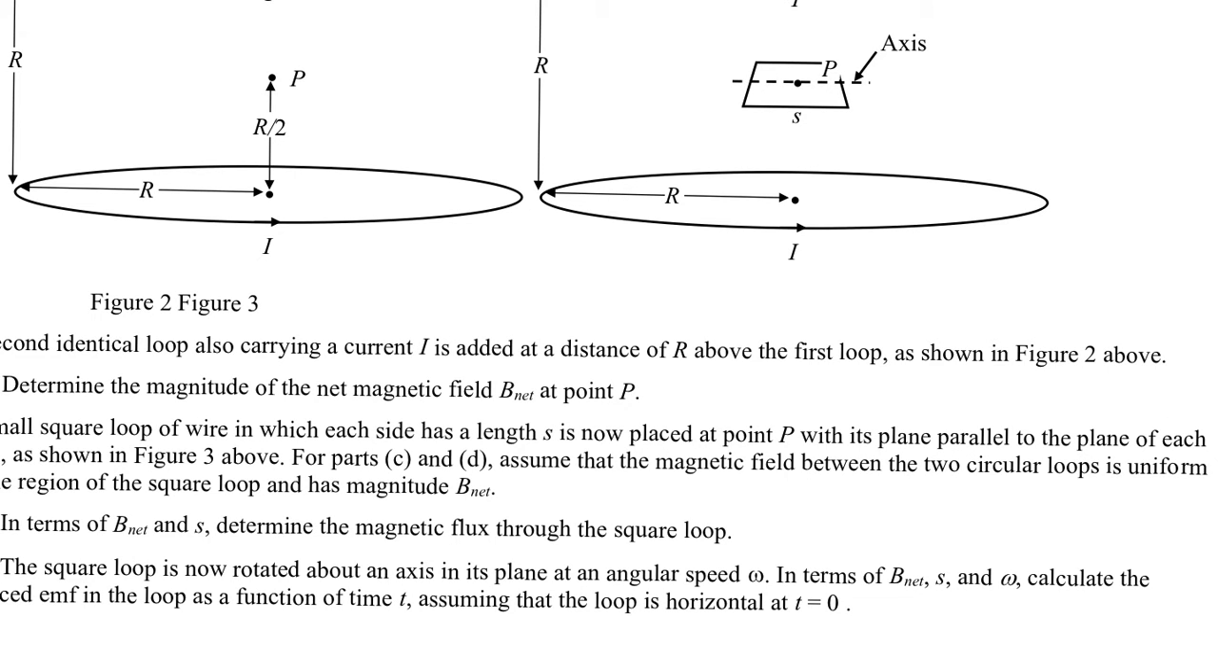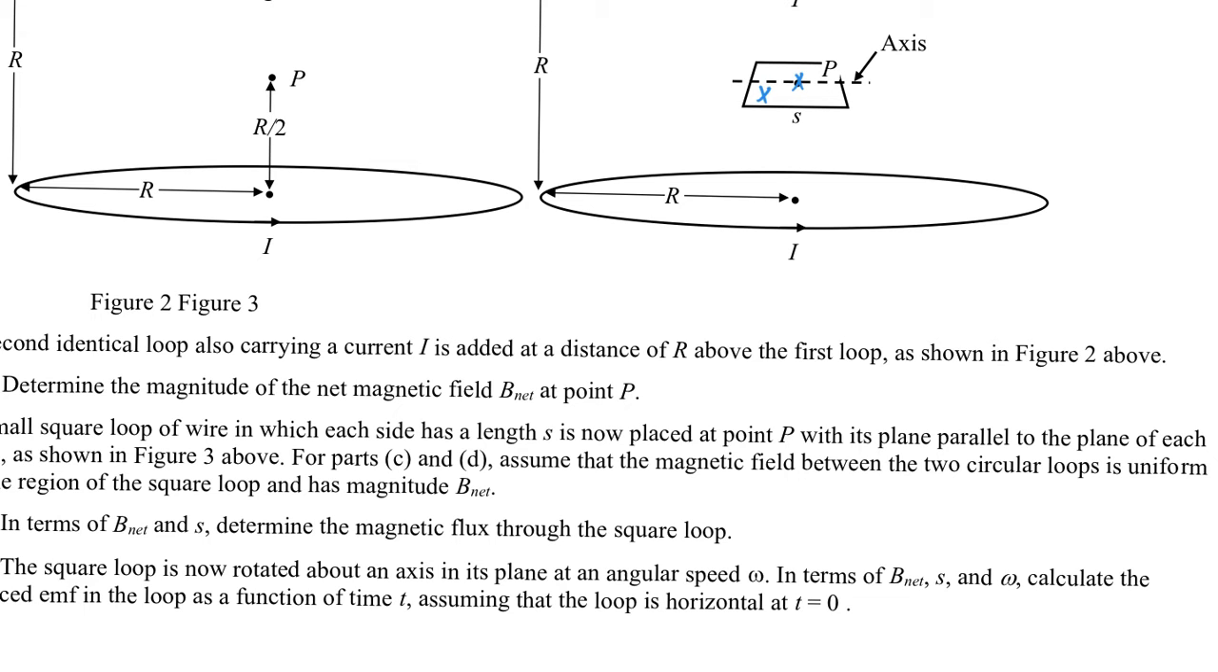Are there any generalizations we're able to make about the square loop that could help us solve this problem? Yes, sir? They do say that the magnetic field between the two circular loops is uniform in the region of the squares. Excellent. That statement's important because I want to make sure you understand that the magnetic field here would not be the same as the magnetic field at the center. It would be different and in a different direction.